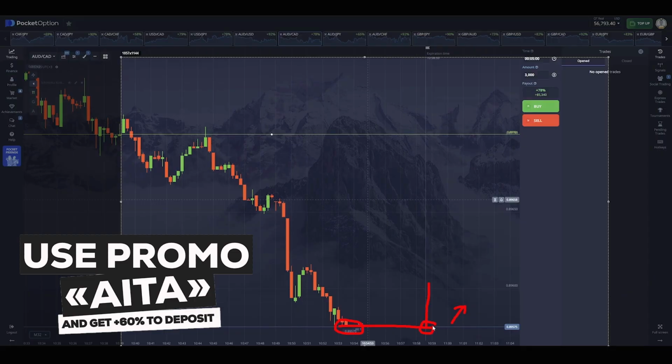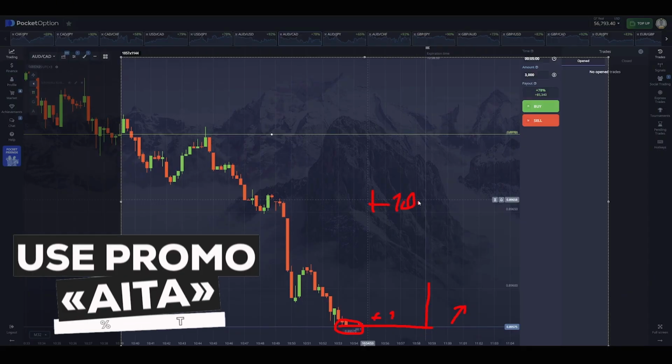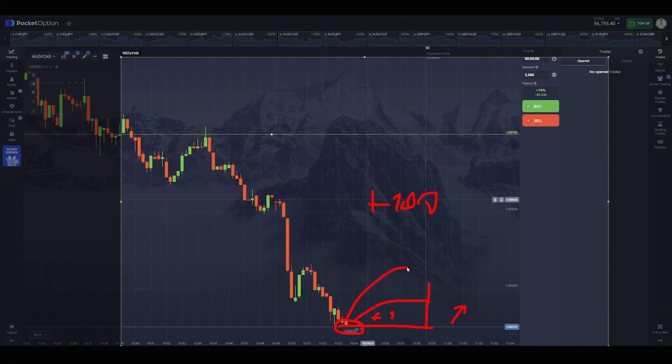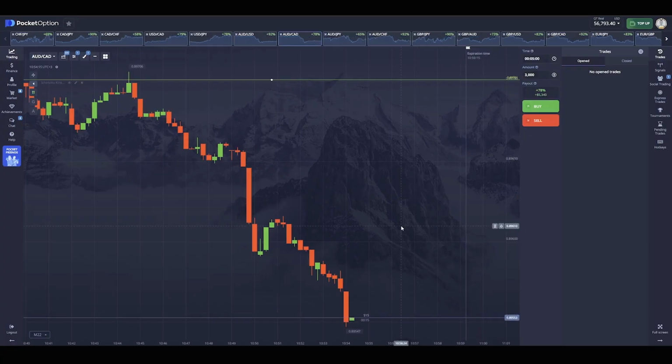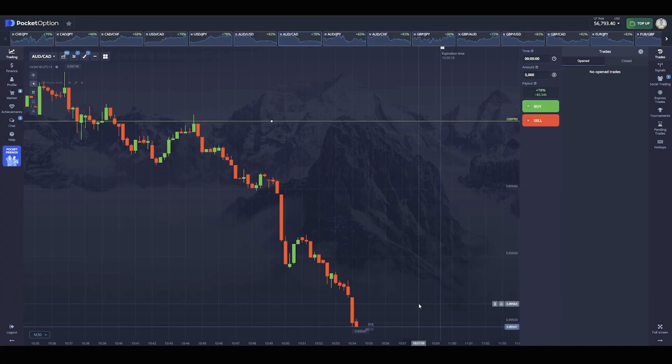It could be just 1 point higher, or for example, it could be 100 points higher. That doesn't matter to us. The main thing is that, essentially, we win against other traders who are making sell trades at the same time. So, if one trader makes an up trade, another makes a down trade, and the price goes up, then the one who bet on the price going down loses, and the one who bet on it going up wins.